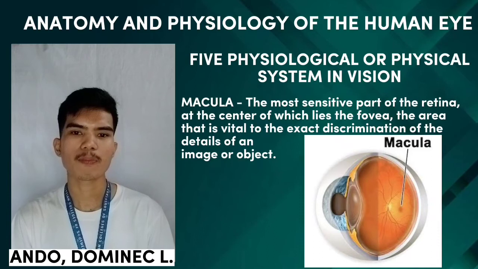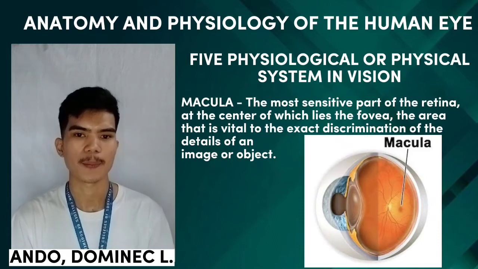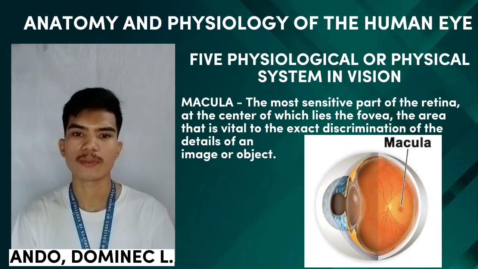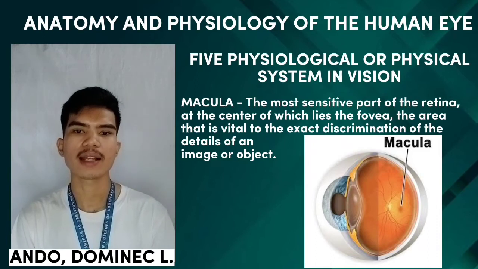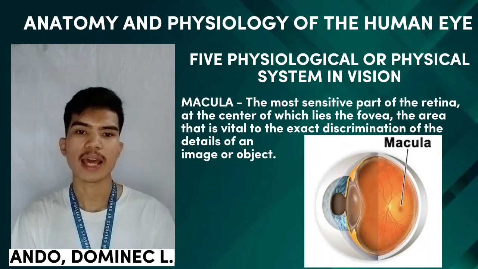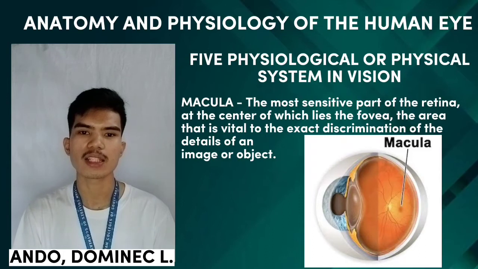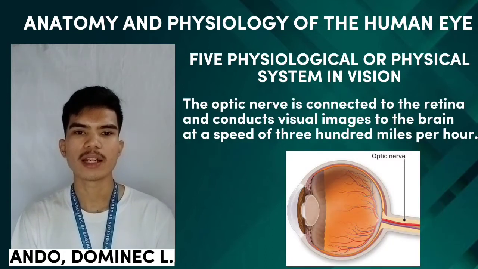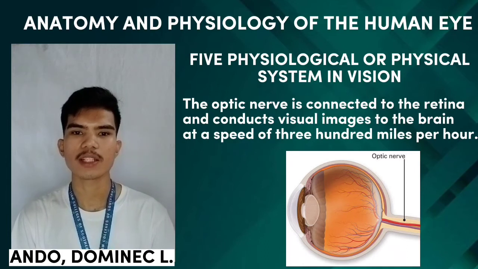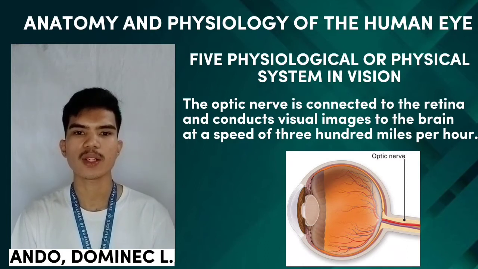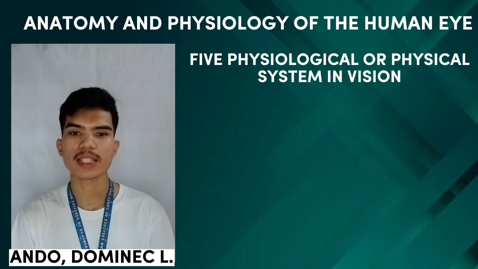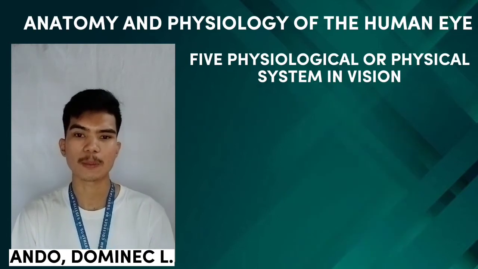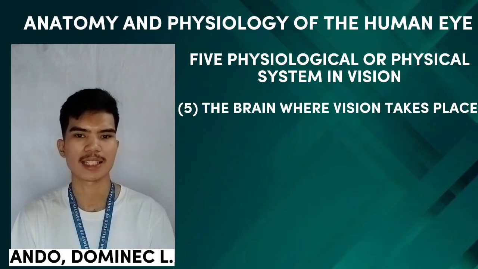The most sensitive part of the retina is the macula, at the center of which lies the fovea, the area that is vital to the exact discrimination of the details of an image or object. The optic nerve is connected to the retina and conducts visual images to the brain at a speed of 300 miles per hour. And the last physiological or physical system in vision is the brain, where vision takes place.